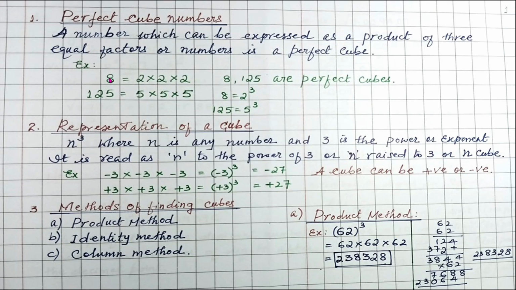For example, 8 can be expressed as a product of three equal factors, that is 2 into 2 into 2. Therefore, 8 is a perfect cube. 125 can be expressed as 5 into 5 into 5, and therefore 125 is a perfect cube.